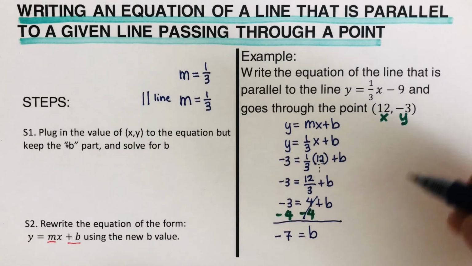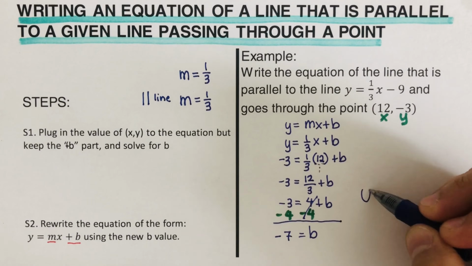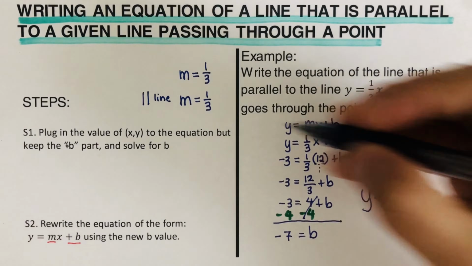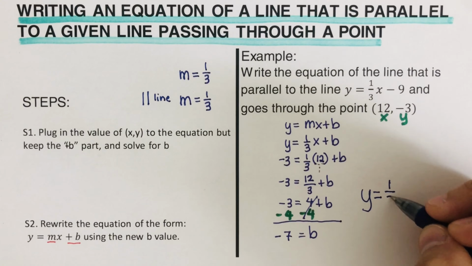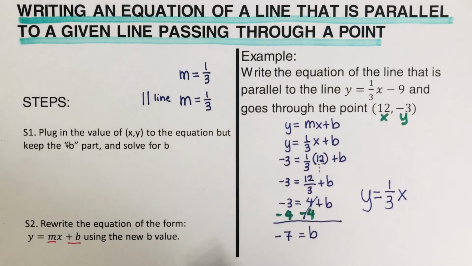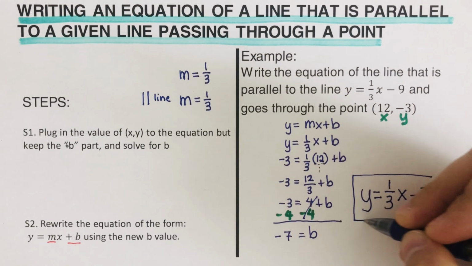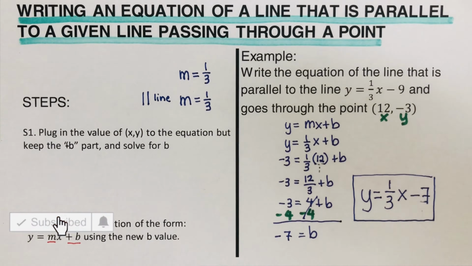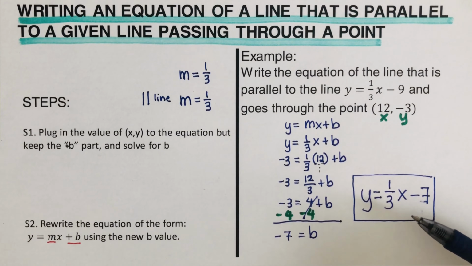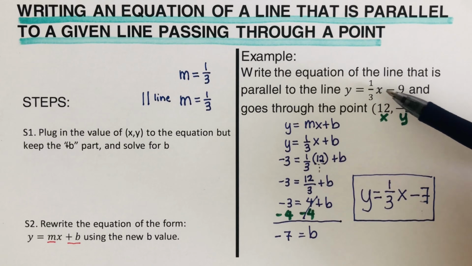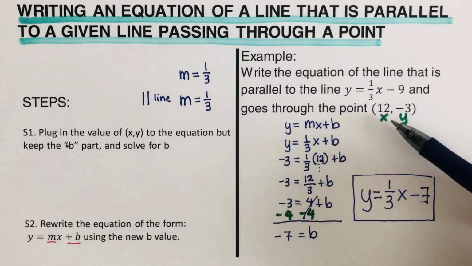So then the final equation that we can have would be y equals, our m again is 1/3, so I'm going to write 1/3 x, so I keep the x, and then the b that we've solved is -7, so I write -7. So this is the equation of the line that is parallel to this line, and at the same time this blue line is passing through this.